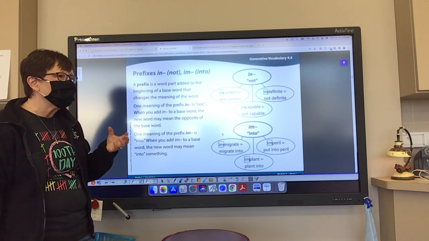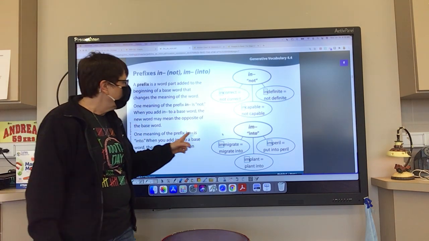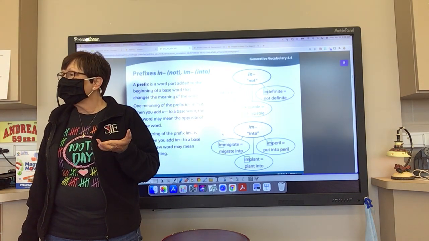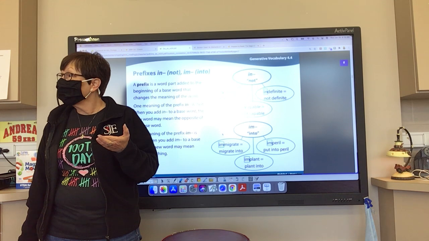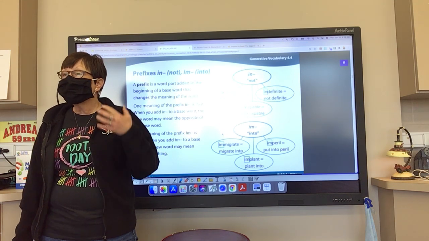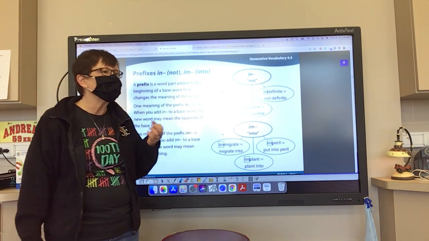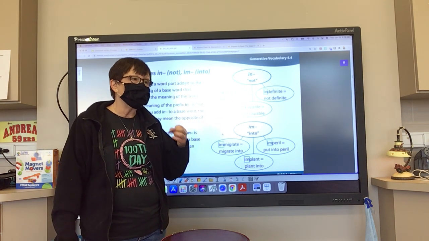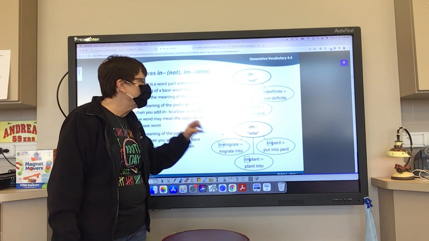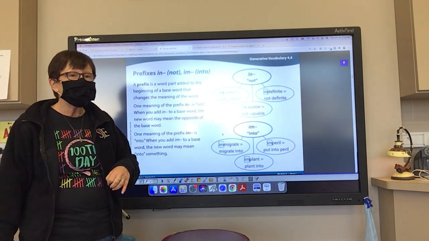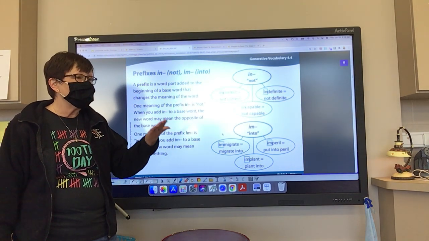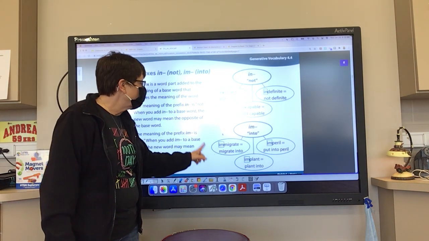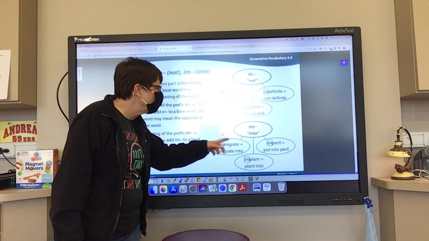And here's some examples of that. We can have the word immigrate. Immigrate was a word that we had when we were doing journal. There was a question in our daily journal, and it said, if you were going to immigrate to another country. Immigrate means to migrate into. It means to leave your country and go live in another country.